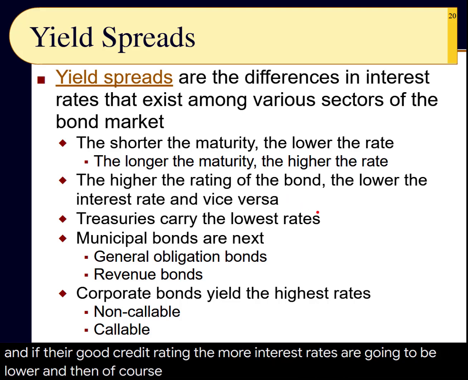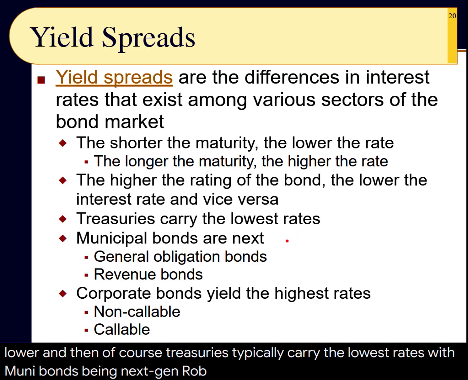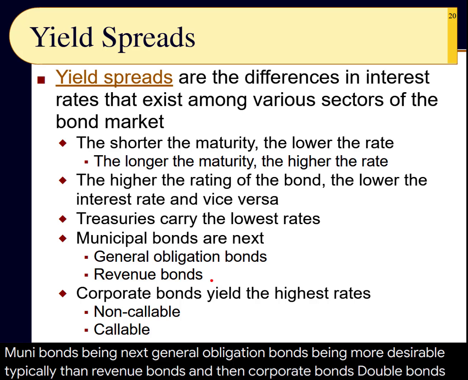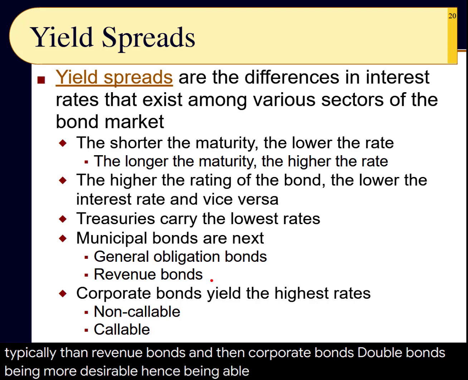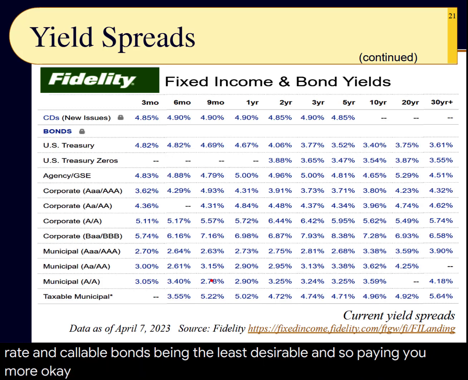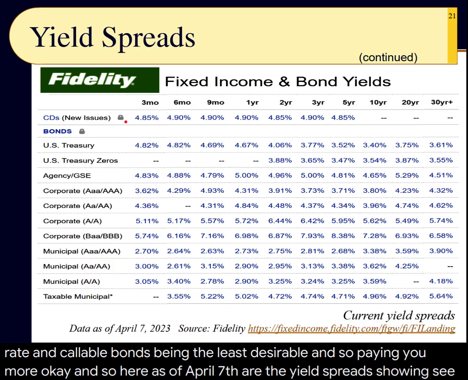And then, of course, treasuries typically carry the lowest rates, with muni bonds being next, general obligation bonds being more desirable typically than revenue bonds, and then corporate bonds yielding the highest rates, non-callable bonds being more desirable, hence being able to pay less, have a lower interest rate, and callable bonds being the least desirable, and so paying you more.